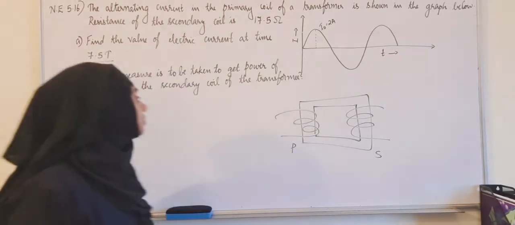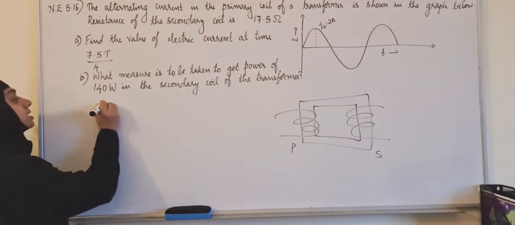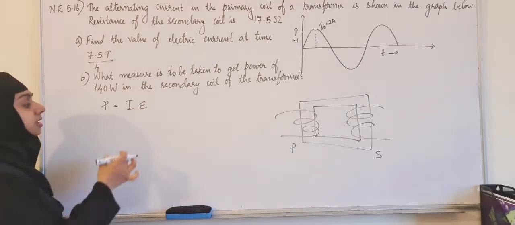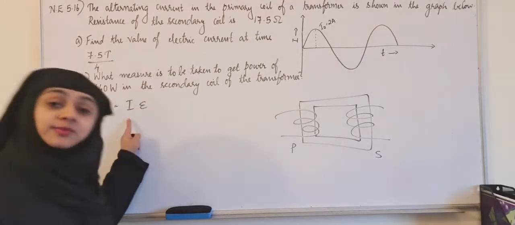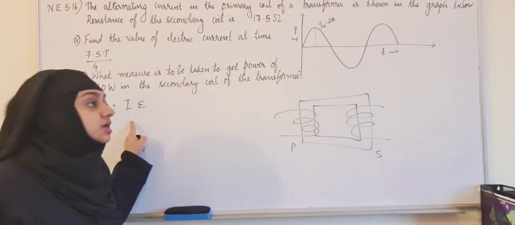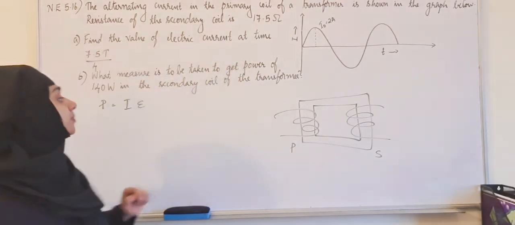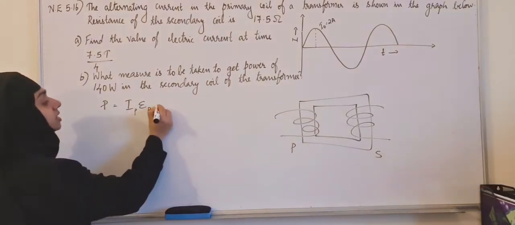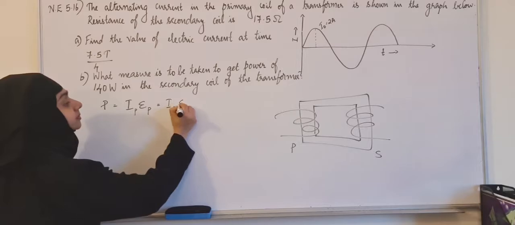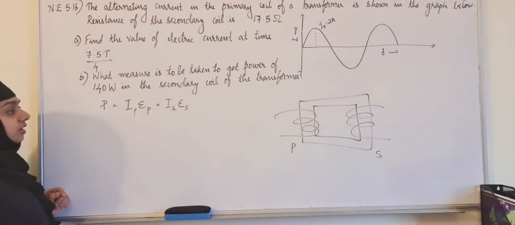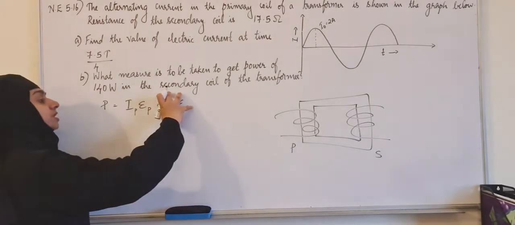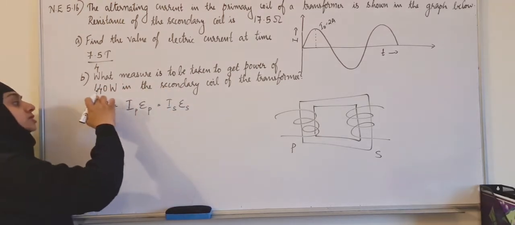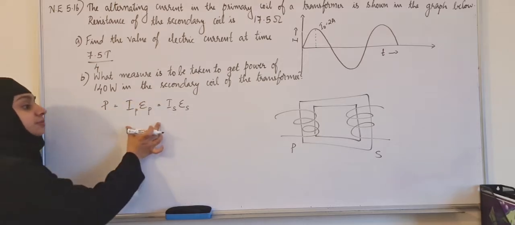So let us assume what is the power. Power is equal to current into voltage. And here we have to consider the RMS value of current and voltage since we are dealing with AC. So here we assume that all the power given in the primary goes to the secondary. So I will assume the power which is required in the secondary, that is 140 watts, as the same as the power in primary.